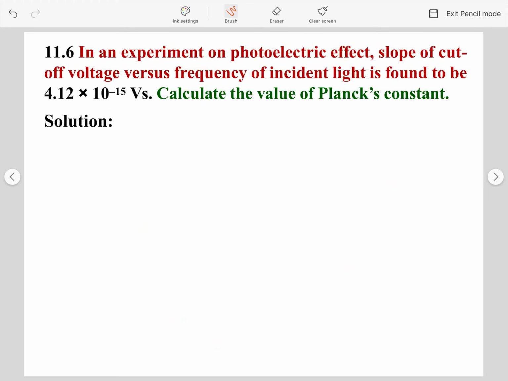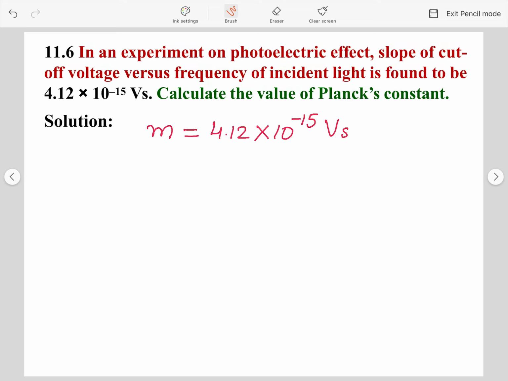Next, question number 6. In an experiment on photoelectric effect, slope of cutoff voltage versus frequency of incident light is found to be, slope is given. My dear students, here let us suppose we are denoting slope by m. M is equal to 4.12 into 10 raised to power minus 15 volt second. This slope is given.